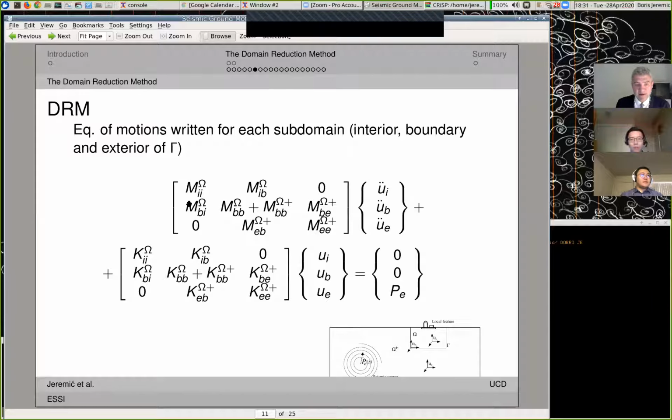Likewise, components of mass and stiffness. Components of mass, for example, that belong to elements that only have nodes inside are going to be called MII. Components of mass matrices of finite elements that have all the nodes on the boundary are here, and those that are outside are going to be essentially here. Same thing for the stiffnesses. There are off-diagonal terms: elements that have nodes both inside and on the boundary, and elements that have nodes both on the boundary and on the outside.